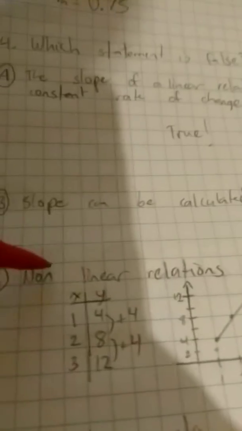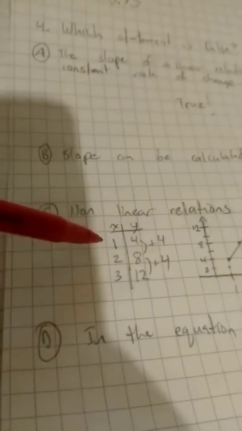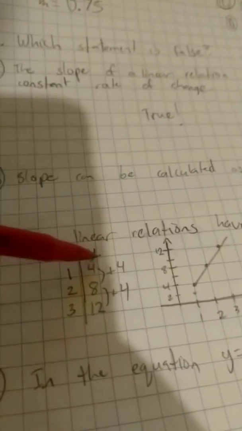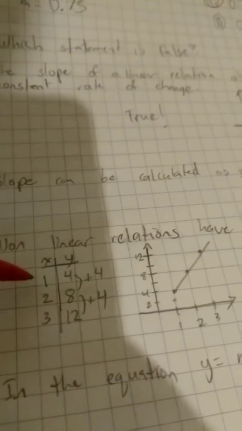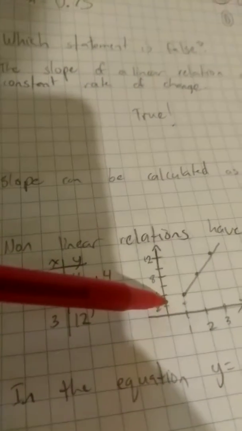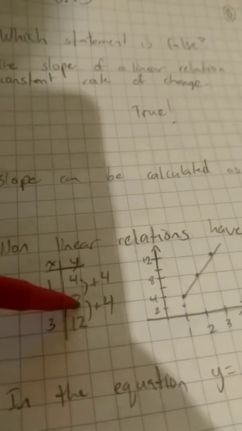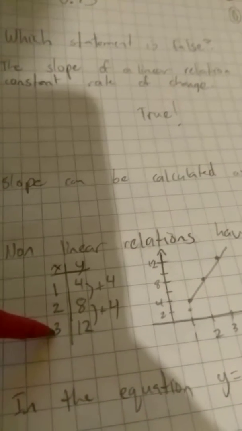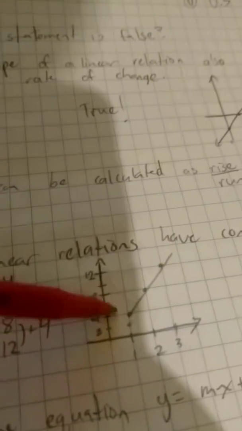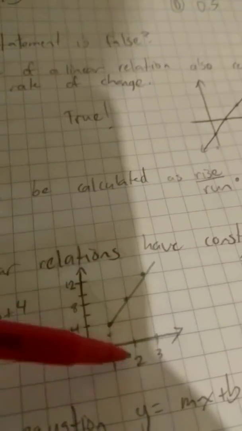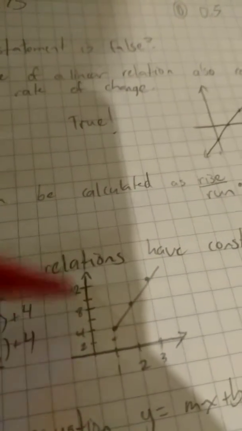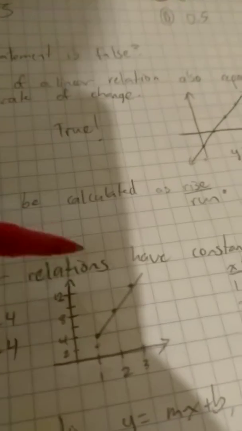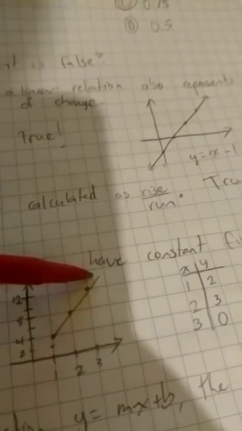Nonlinear relations have constant first differences. Well, we know that that's not true, because linear relations do have constant first differences. Here is a linear equation. When the x value is 1, the y value is 4. When the x value is 2, the y value is 8. So it increases by 4. And then the x value is 3, the y value is 12. So it's increasing by 4 each time. So every time we increase by 1 on the x-axis, we increase by 4 on the y-axis. So this is constant. It is a constant first difference.